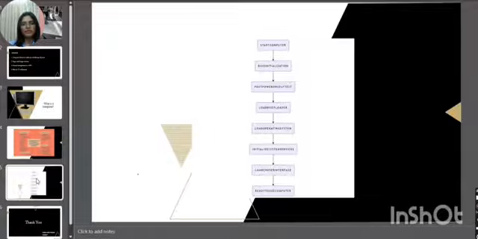This flowchart is all about the computer booting process. First, we have start computer. The process begins when you press the power button to start the computer. And then we have BIOS initialization. BIOS stands for basic input output system. It is activated, and it gets the computer ready to work by checking basic hardware.